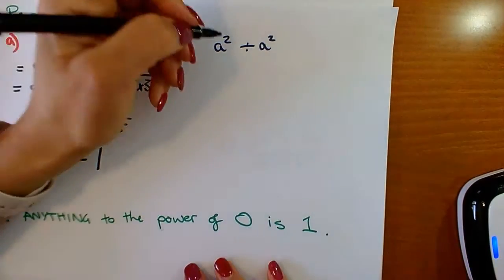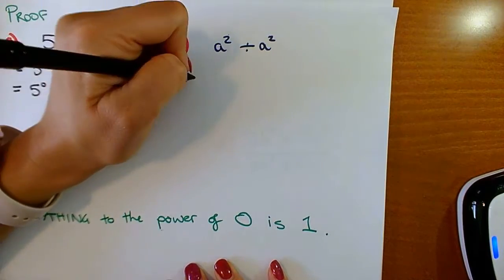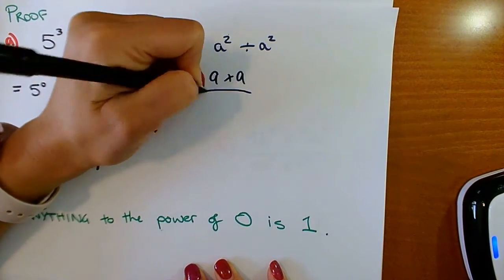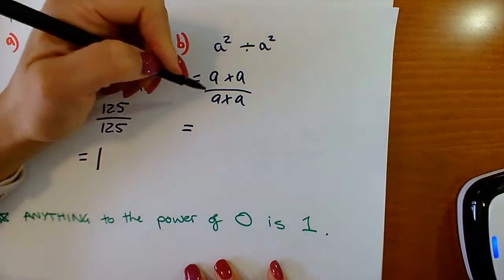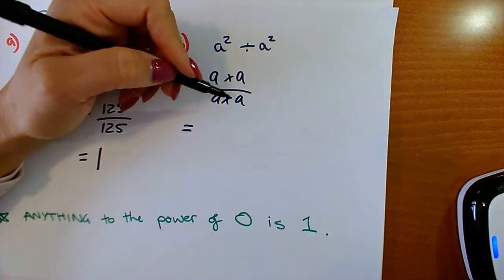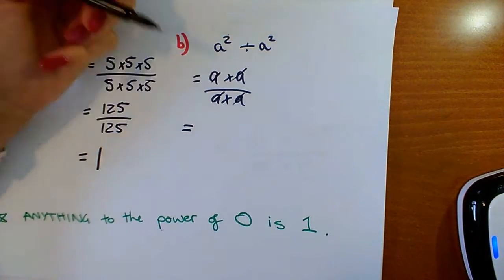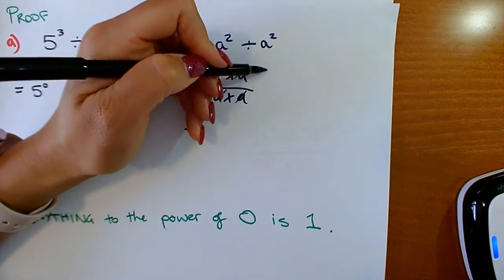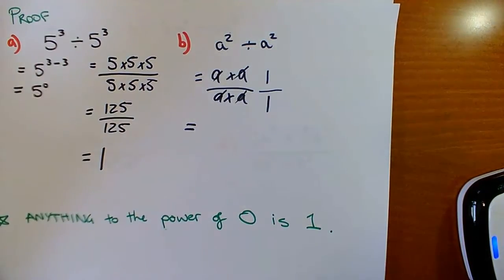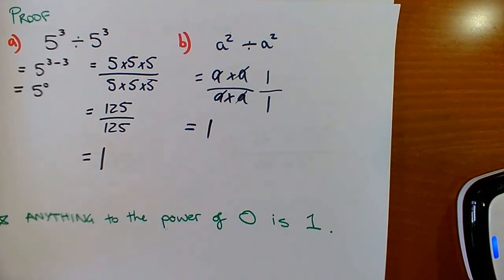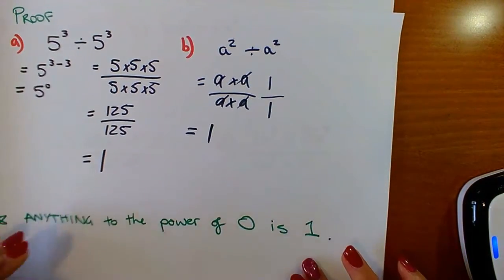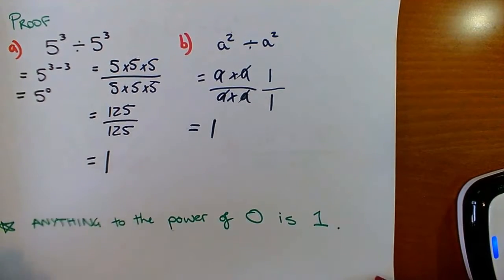Have a look at this one. A to the power of 2 divided by a to the power of 2, a times a divided by a times a. Okay, if you cancel these out, you'd end up with 1 over 1. Okay, a divided by a, 1 divided by 1, it's just 1. So anything to the power of 0 is 1. Make sure that you remember that.